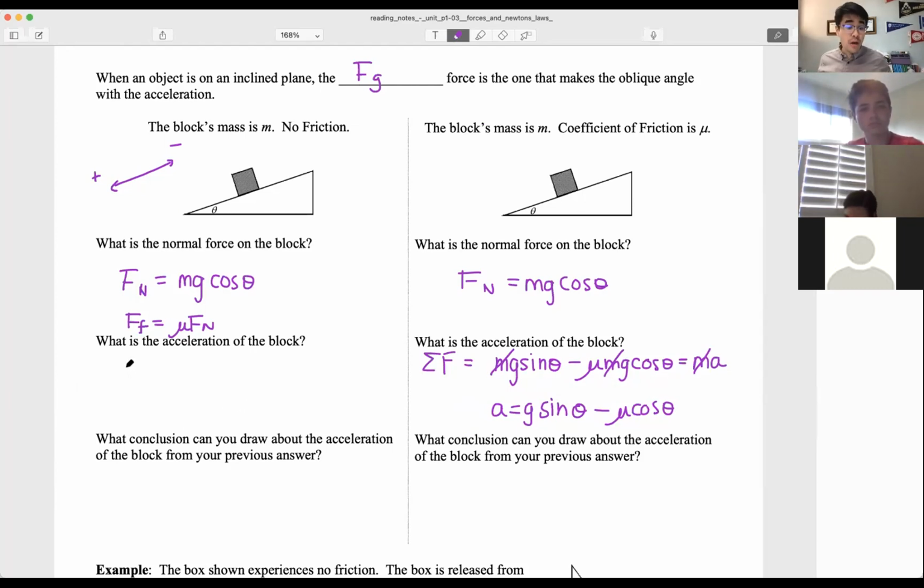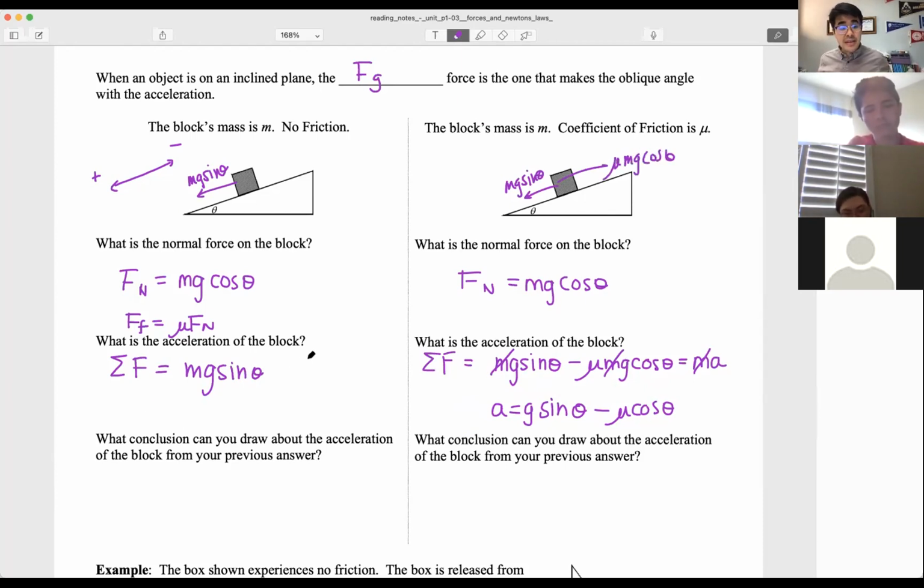So if there were no friction, this one would just be F is just mg sine theta. So there's no upward friction force, it's just the mg sine theta pointing down. This one's mg sine theta. This one's with the mu mg cosine theta. In this case, this is also equal to ma. And then here we can, again, cancel the m's out, so here a is just equal to g sine theta.